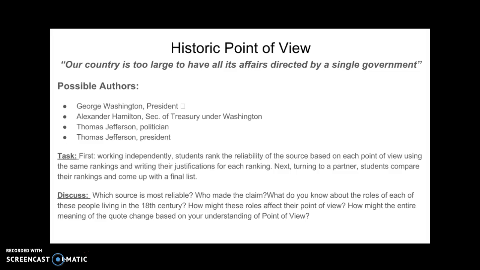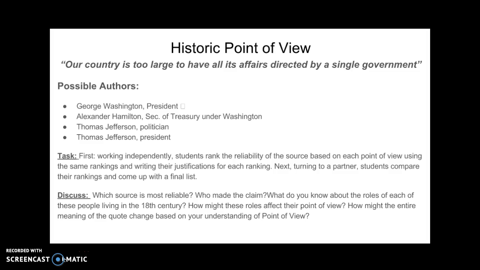Next, we will look at historic point of view. Below is a quote that could be attributed to one of 4 people. The quote is, "Our country is too large to have all its affairs directed by a single government." The list of possible authors are George Washington as president, Alexander Hamilton, Secretary of the Treasury under Washington, Thomas Jefferson, politician.